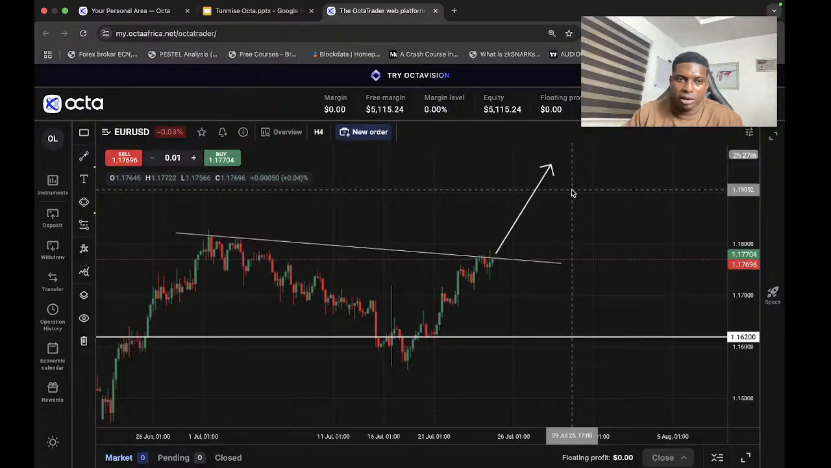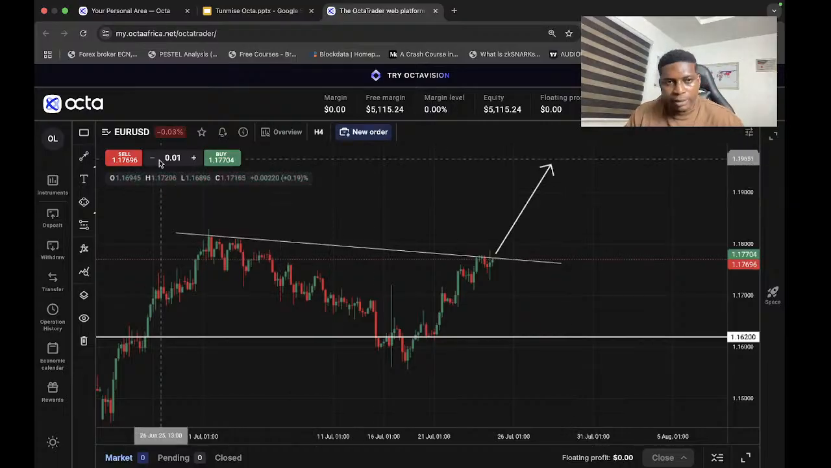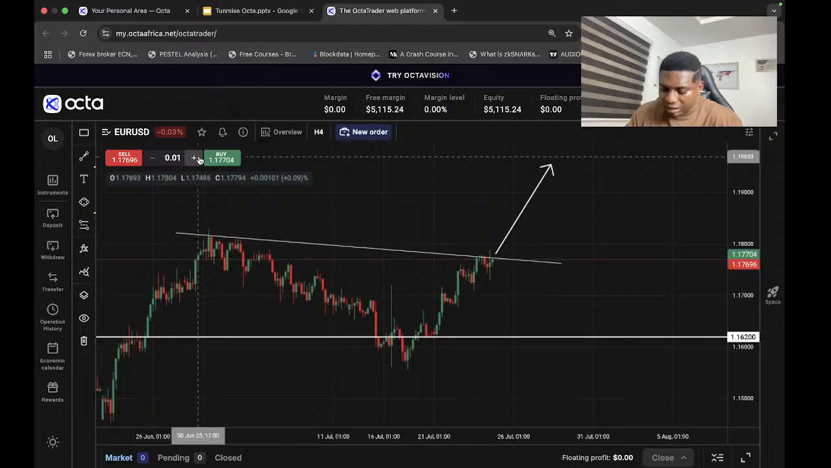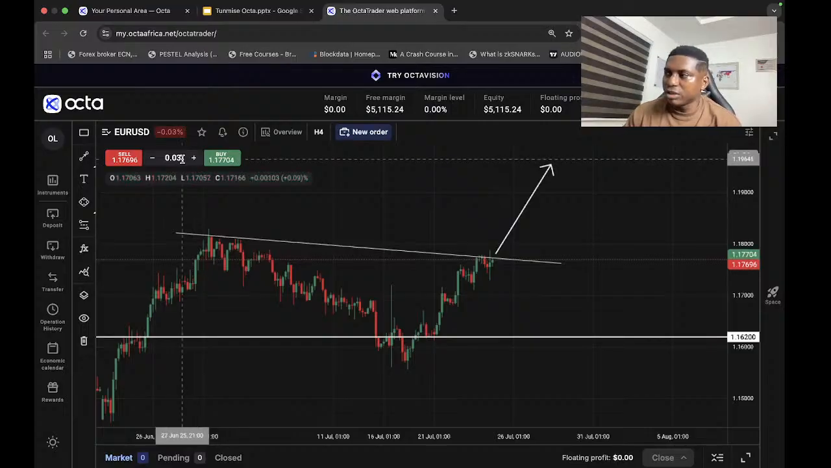All right, look at my screen. So I come here, you can see there is a minus sign, there is a plus sign. I come to the plus sign and give it a single tap, and you can see that it's increased by 0.01. I now have 0.02. Now I want to use 0.03 to pick this trade, so I add one more 0.01. So now I have 0.03.